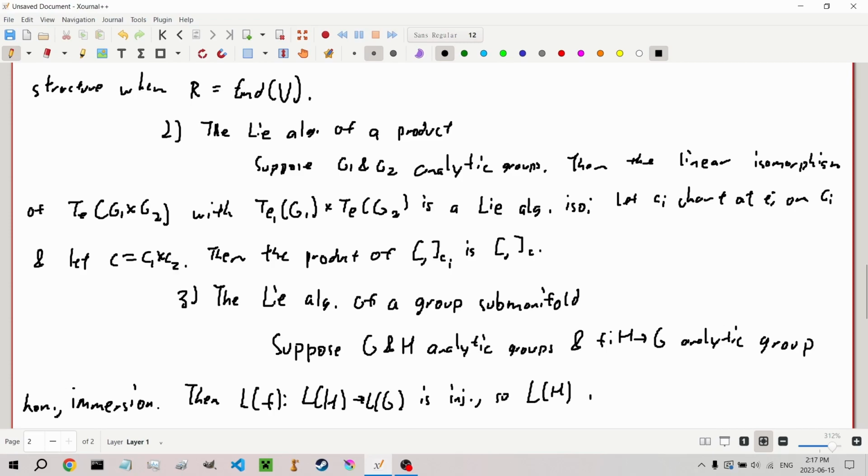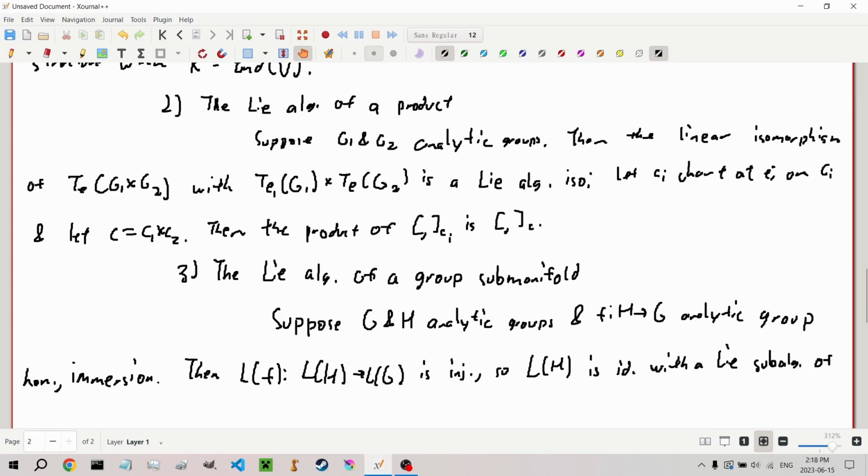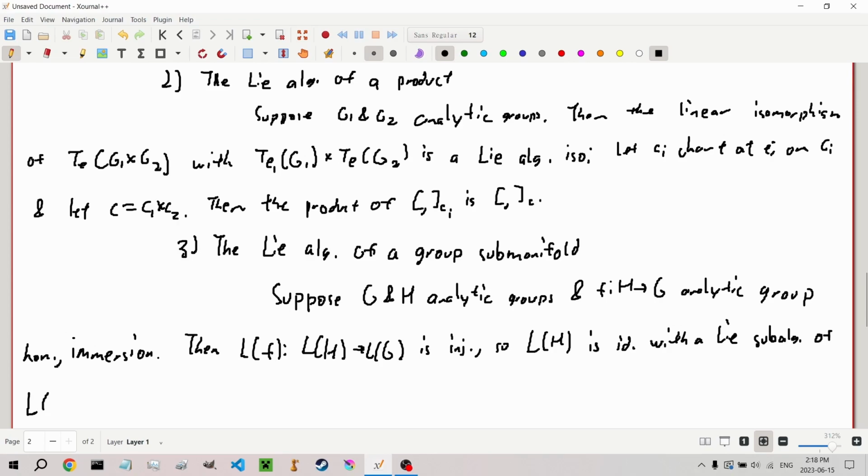So L of H is identified with a Lie subalgebra of L of G. Let me just apply this to H being a group submanifold of G and F the appropriate inclusion.